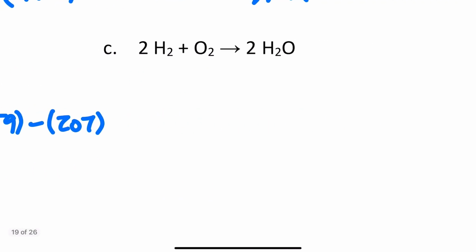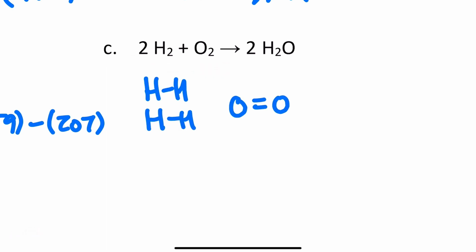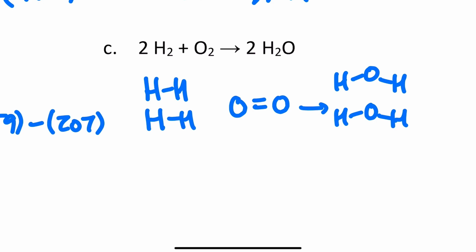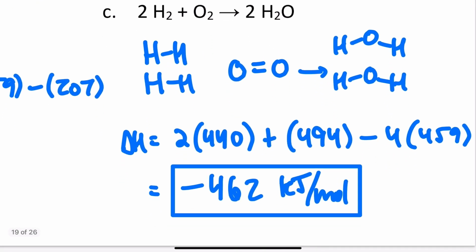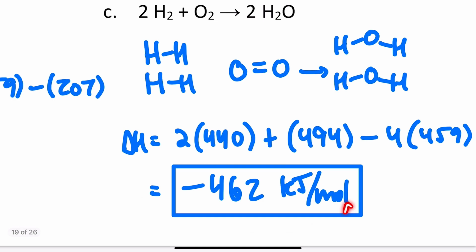And the last one, this is hydrogen and oxygen making water. So we have 2 hydrogen molecules, 1 oxygen molecule making 2 water molecules. The delta H, you're breaking 2 HH single bonds, 1 OO double bond, and you're forming 4 OH bonds at 459 apiece. You do the math, you get negative 462 kilojoules per mole of reaction per one of those.